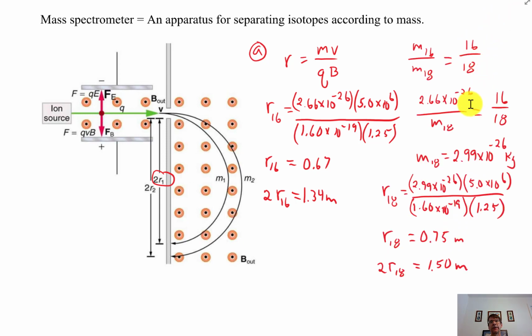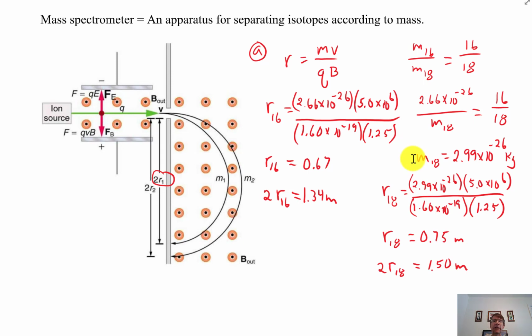So I did all that math over here, and there are some shortcuts you could take, but the problem tells you that the ratio of the masses of isotope 16 to 18 is 16 to 18. If the mass of isotope 16 is 2.66 times 10 to the negative 26th over the mass of 18 equals the ratio of 16 to 18, and you cross multiply and divide, you get the mass of 18 is 2.99 times 10 to the negative 26 kilograms. Basically, you take the mass of 16 and multiply by 18/16, like 9/8. It's a little bit more massive.